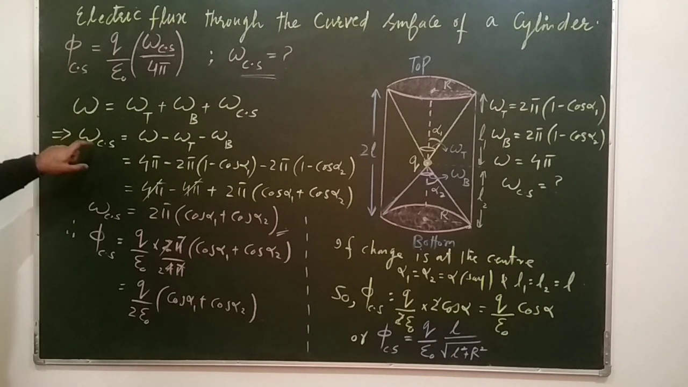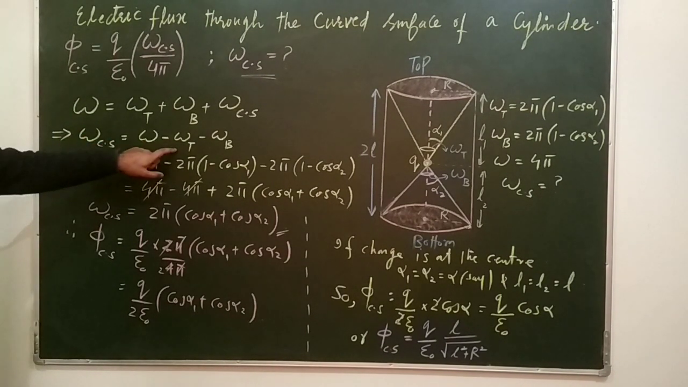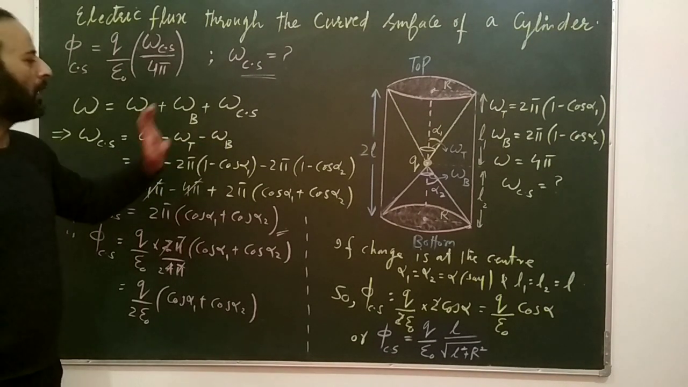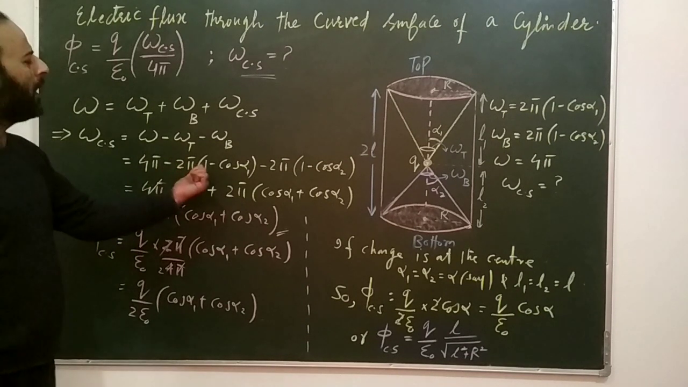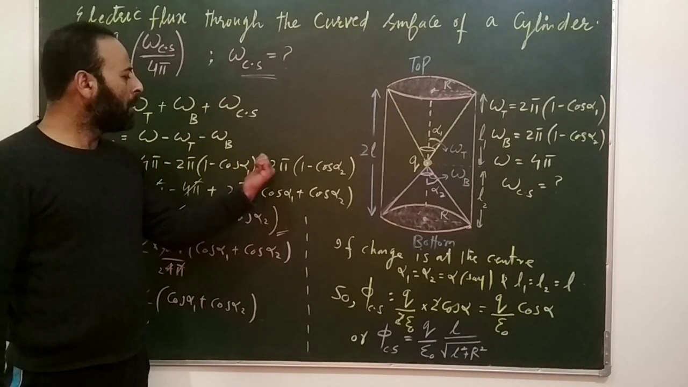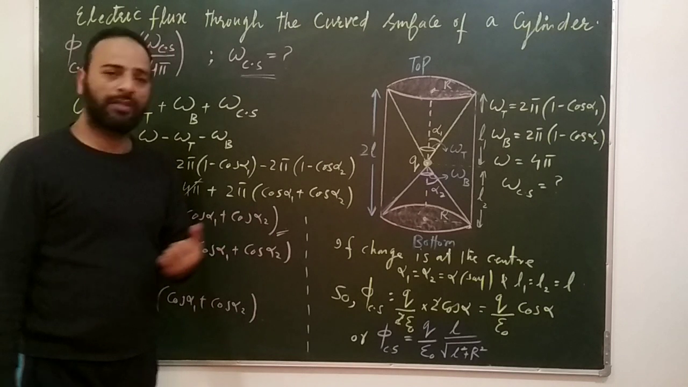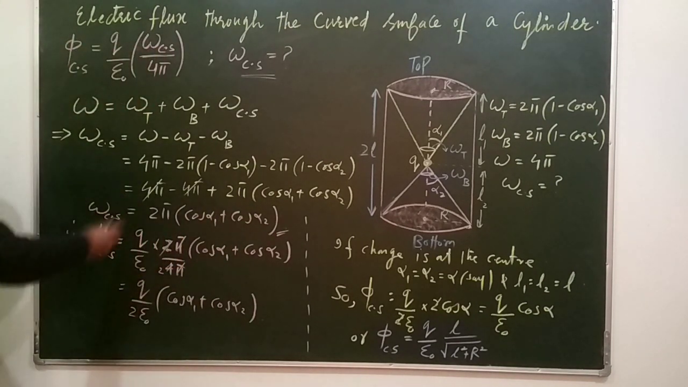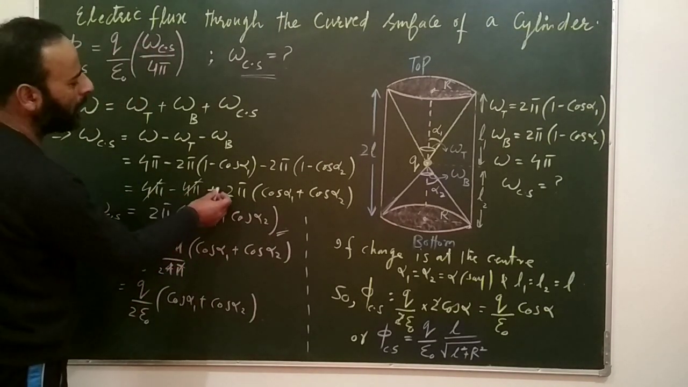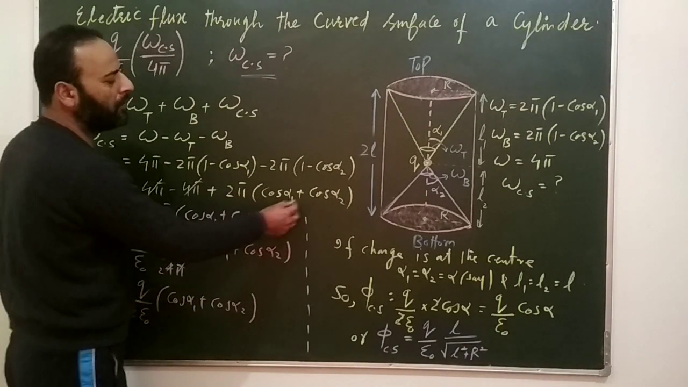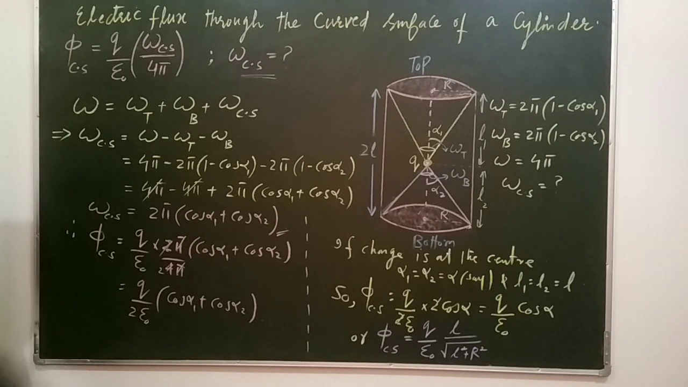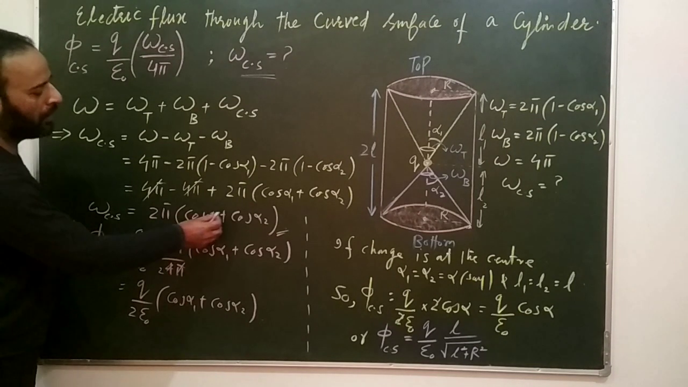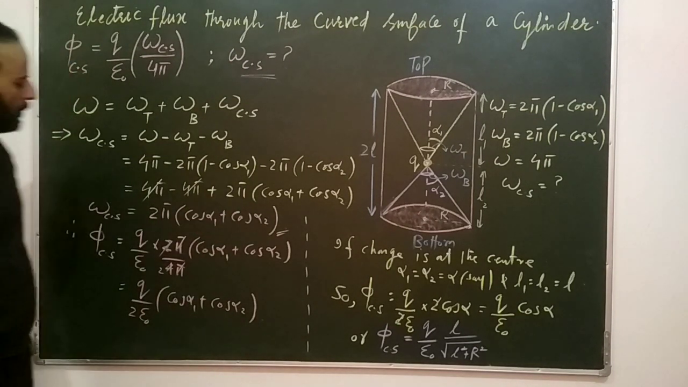So we get the solid angle by curved surface is equal to the total solid angle minus the solid angle by top minus the solid angle by bottom. So that is 4 pi minus 2 pi into 1 minus cos of alpha 1 minus 2 pi into 1 minus cos of alpha 2. So rearranging these, we get 4 pi minus 4 pi plus 2 pi into cos of alpha 1 plus cos of alpha 2. 4 pi and 4 pi will cancel, so we get 2 pi into cos of alpha 1 plus cos of alpha 2, right?